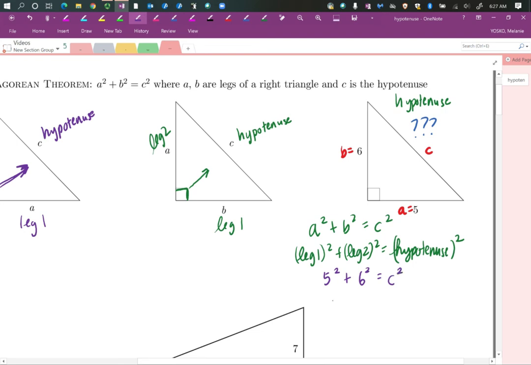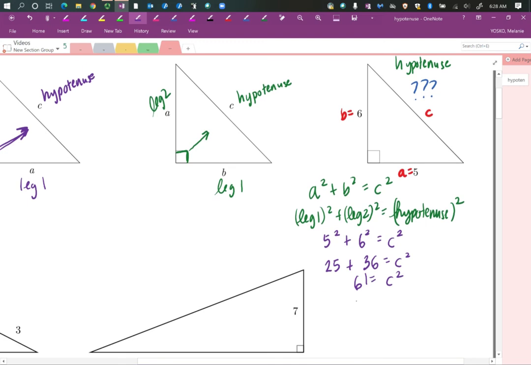So what is 5 squared? Well, 5 times 5 is 25. What is 6 squared? So 6 squared is equal to 36. So what's 25 plus 36? I think that's 61. So 61 is equal to C squared. We take the square root of both sides. So the square root of 61 is equal to C. That may be your answer.